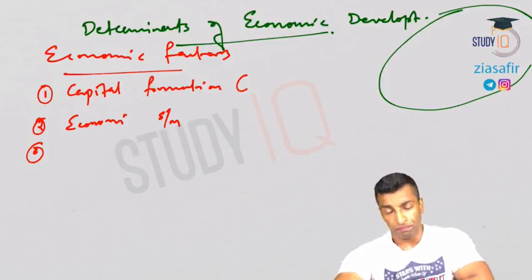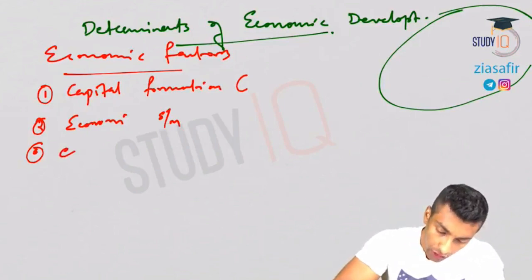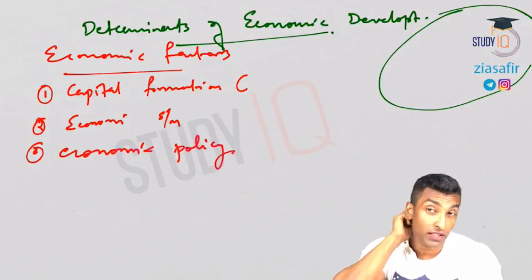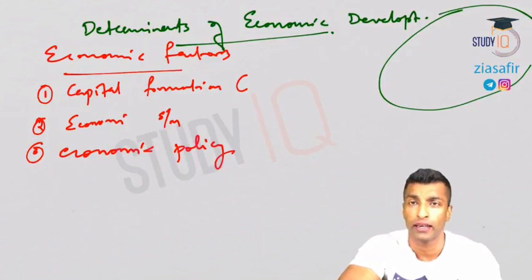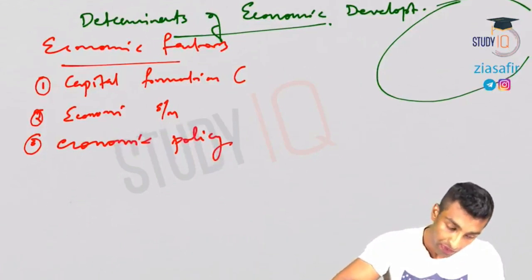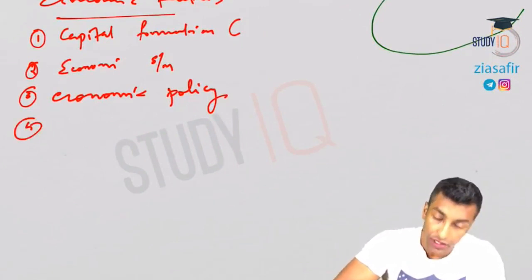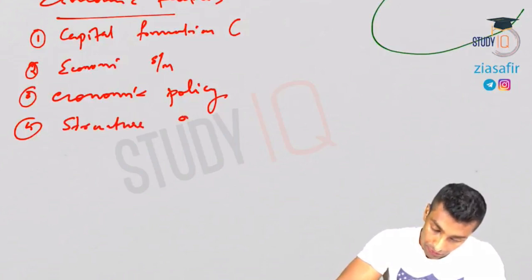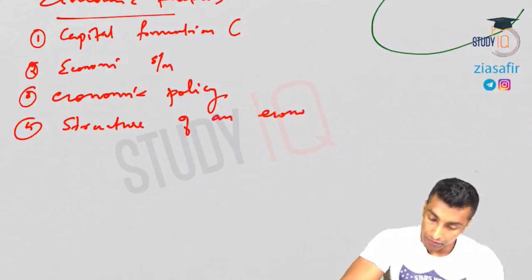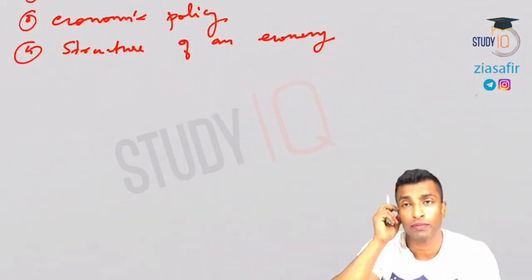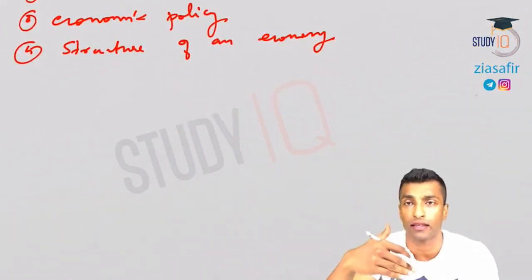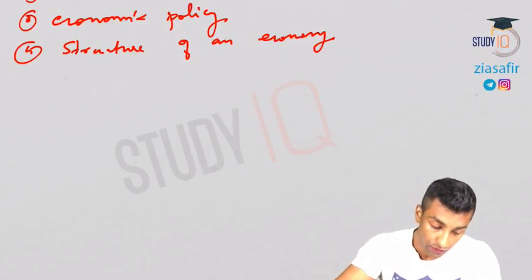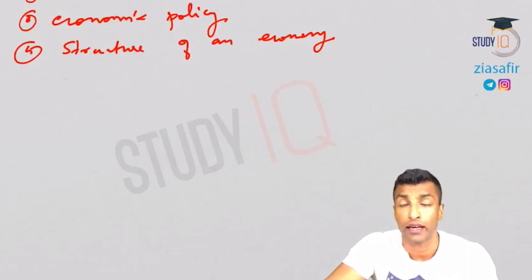So the third one, economic policy. Which one is broader? The economic system is broader because the policy is actually decided or designed by the system. Then the fourth one, structure of the economy. How can you see that? It is based on the contribution of different sectors to the output or to the GDP. So let's try to understand three different sectors that we are taking: agriculture, industry and services.